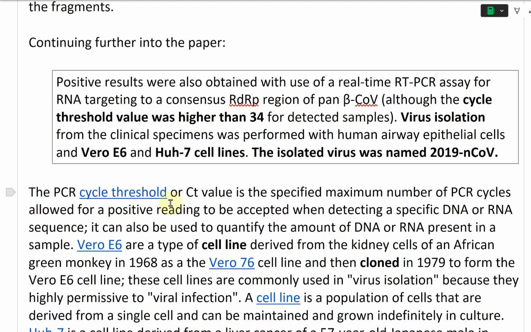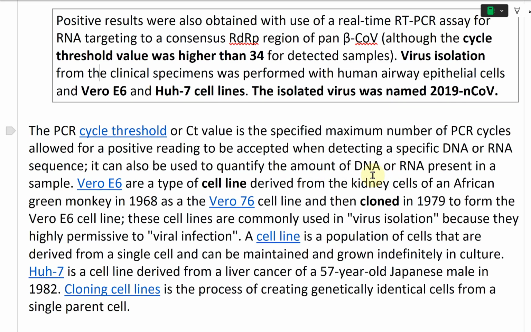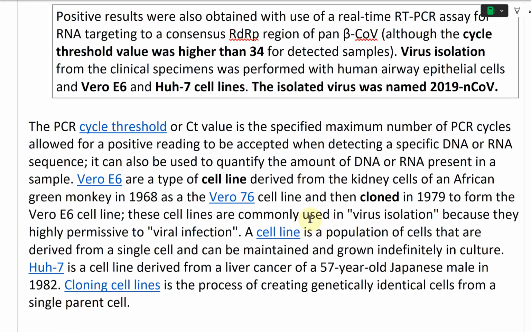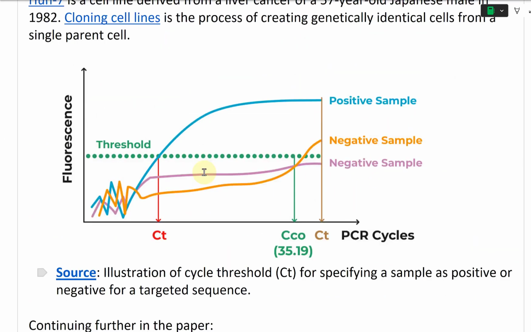So the PCR cycle threshold, or CT value for short, is a specified maximum number of PCR cycles allowed for a positive reading to be accepted when detecting a specific DNA or RNA sequence, and it can also be used to quantify the amount of DNA or RNA in a sample. And here is a chart of that. So here's the source from this random website. So, illustration of cycle threshold, capital C, lower t, for specifying a sample as positive or negative for a targeted sequence.